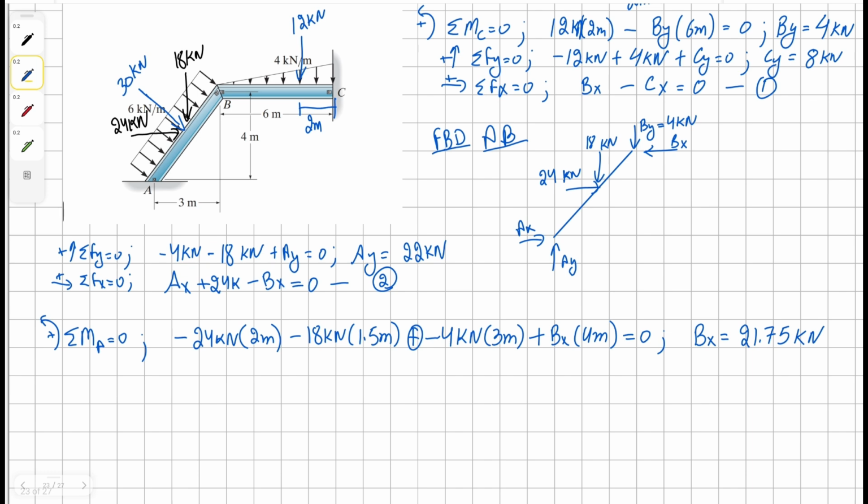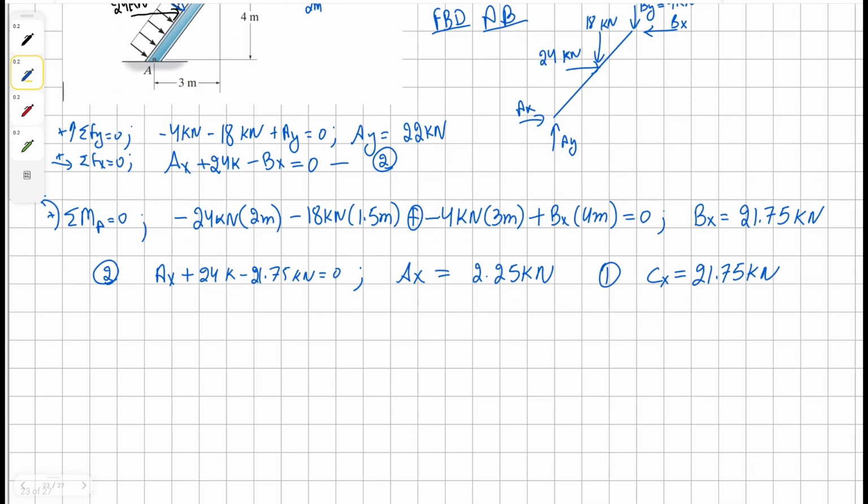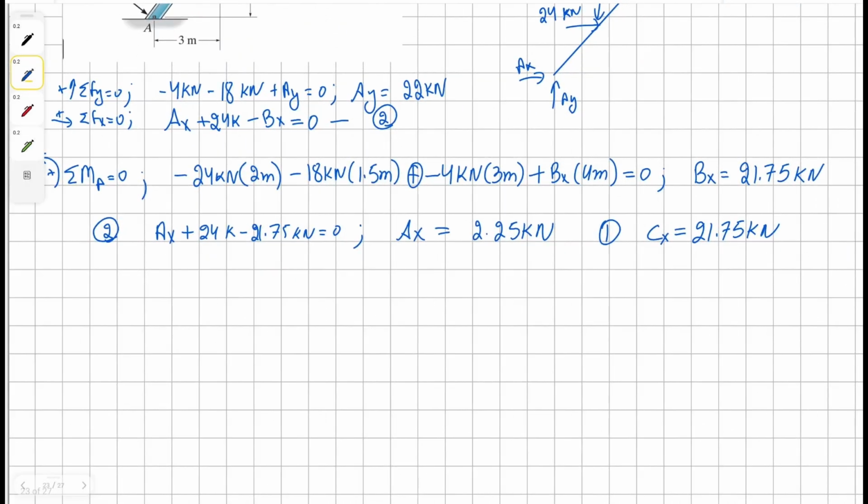Now that we have found our Bx, we can go back to our equation number 2 and plug in the value of Bx. And we're going to have our solution for Ax as 2.25 kilonewton. Similarly, for equation 1, our Cx is going to be equal to 21.75 kilonewton. And with that, now we can move forward with our shear diagram.